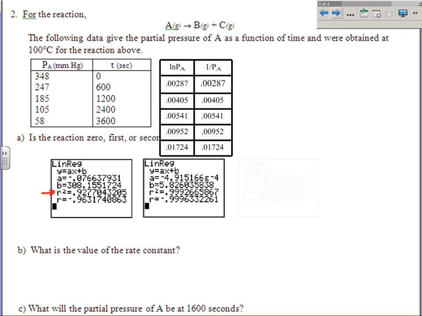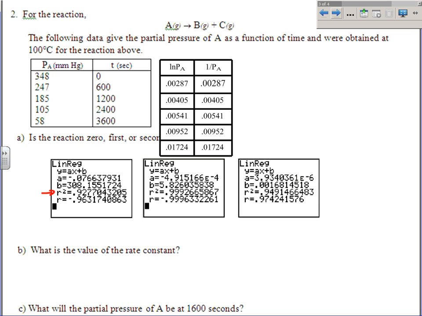It's looking like it's first order, but you still need to check the last one to see if it's more linear or not. Well, it's actually 0.949. So once again, we're going to end up with a first order expression. Given the three graphs, the pressure versus time, the ln of the pressure versus time, and the reciprocal of the pressure versus time, the one that was most linear was the ln. So if it says justify your answer, you know it's first order. So you would put that.